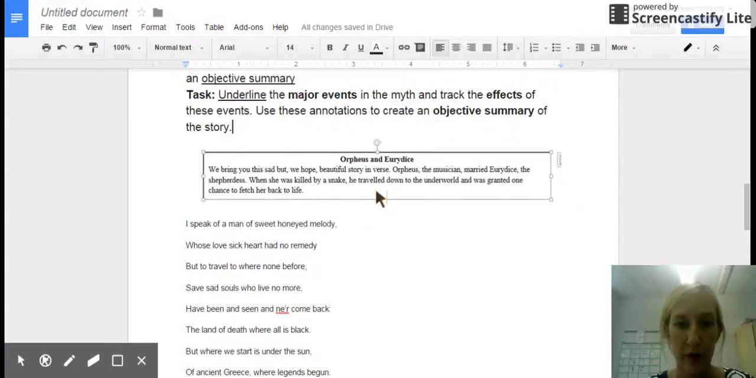Here's a little foreword of our story. Our characters' names are Orpheus and Eurydice. We bring you the sad but we hope beautiful story in verse, meaning a poem. Orpheus, the musician, married Eurydice, the shepherdess. When she was killed by a snake, he traveled down to the underworld and was granted one chance to fetch her back to life.